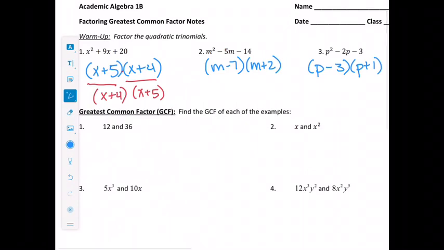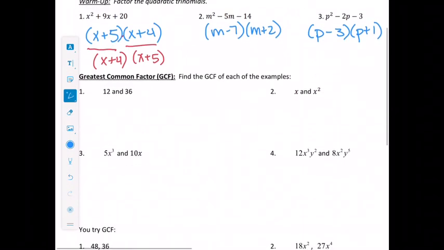Just a quick review of greatest common factor. Keep in mind, the definition of a greatest common factor is the biggest number or the biggest term that divides evenly into all the numbers or all the terms. This should hopefully feel like review to you. We've done this earlier in the year, but we're going to identify the greatest common factor of a bunch of different problems here. So 12 and 36, I'm on number one here.